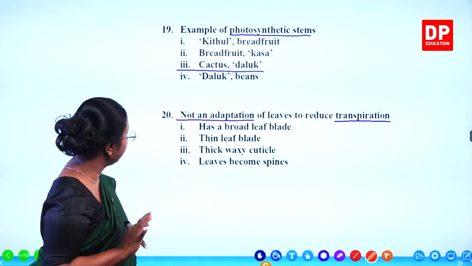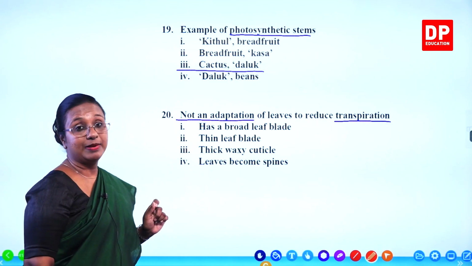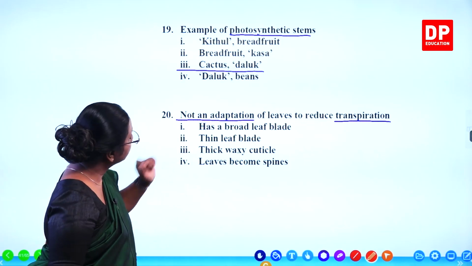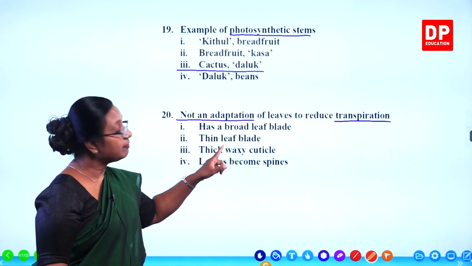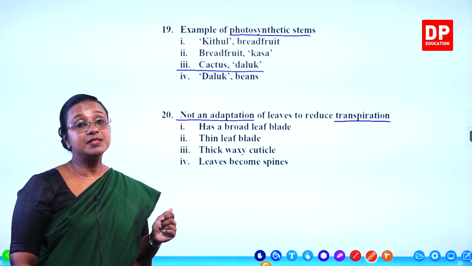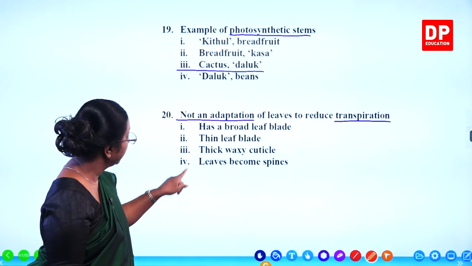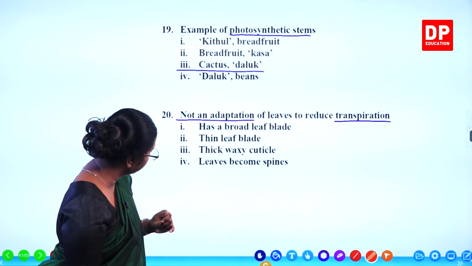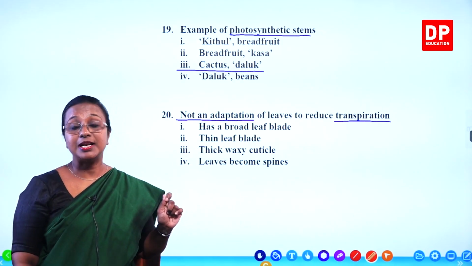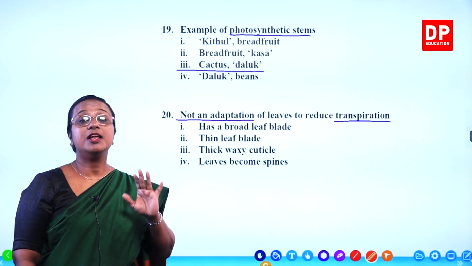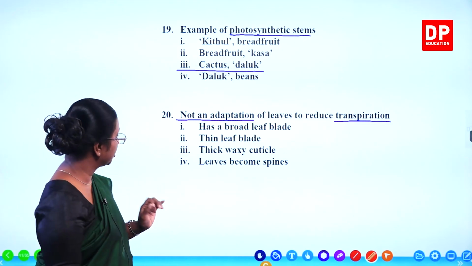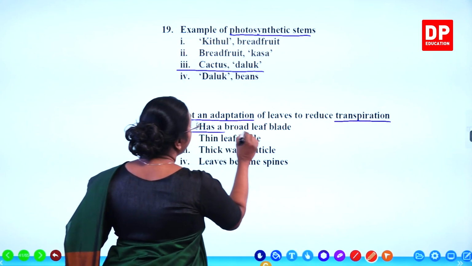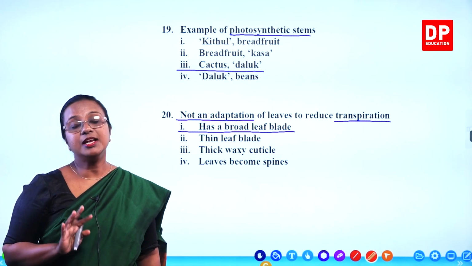The two terms are very important. Has a broad leaf plate. Of course, if the leaf plate is large, there will be more transpiration taking place. So that is not an adaptation. Thin leaf plate? Yes. Can you remember examples? Cassava or Savukku. Thick waxy cuticle. Temple trees, yellow oleander, they have thick waxy cuticle. And leaves become spines. What is that? Cactus. So those are all adaptations of reducing transpiration. So not an adaptation of leaves to reduce transpiration is to have a broad leaf blade. That is not an adaptation.